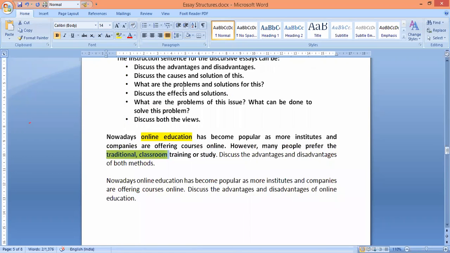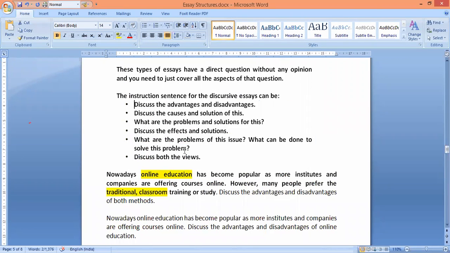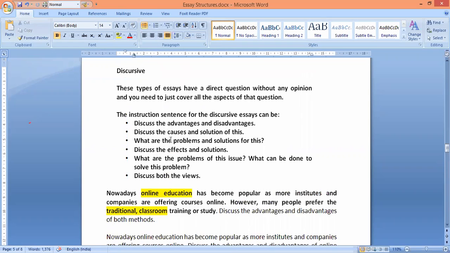Okay, so these are the questions where you need to give the direct answer, no opinion. And be careful about discuss both the views, and discuss both the views and give your opinion. Discuss both the views means only discuss both the sides, no opinion. But discuss both the views and give your opinion means discuss both the sides and give your opinion. So just direct, no opinion, direct answer.